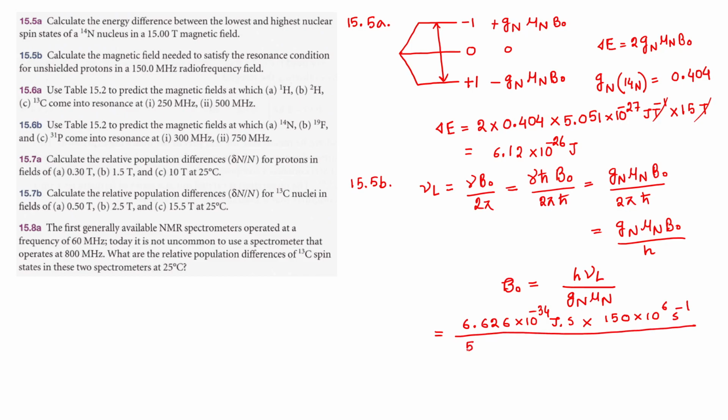Gn we know, that is why I converted from gyromagnetic ratio to this, that is 5.585 multiplied by mu n, nuclear magneton, that value also we know, so that is 5.051 into 10 to the power minus 27 joule Tesla inverse, and this will lead to joule second inverse, and Tesla inverse will become Tesla as it is in the denominator. And let me calculate whatever value we are getting here.